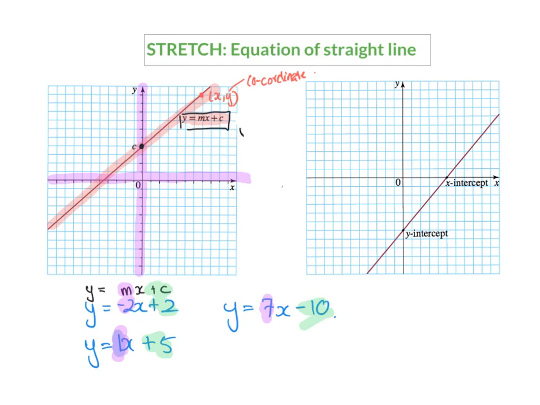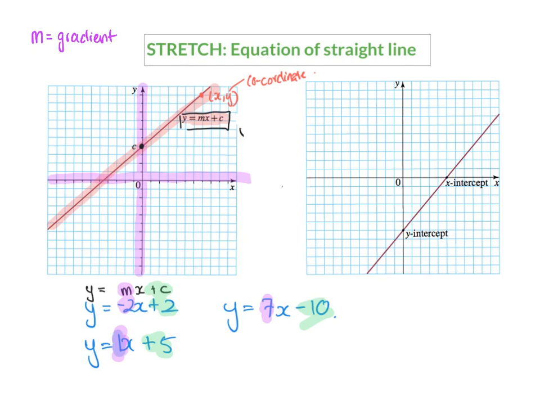And the m is the gradient. So I'm going to write that up here: m equals the gradient. It'll be a number, and we call it the gradient. Does anyone know what gradient is? What does that mean? Yeah, really good. It's the steepness of the line.